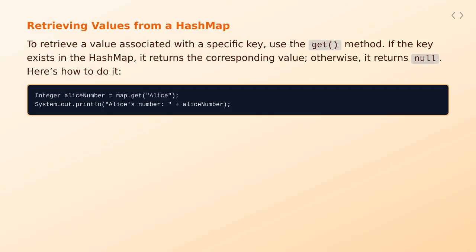Let's move on to retrieving values from a hash map. To retrieve a value associated with a specific key, use the get method. If the key exists in the hash map, it returns the corresponding value. Otherwise, it returns null. Here's how to do it. See the example on this slide. Pause if you want to study the details.